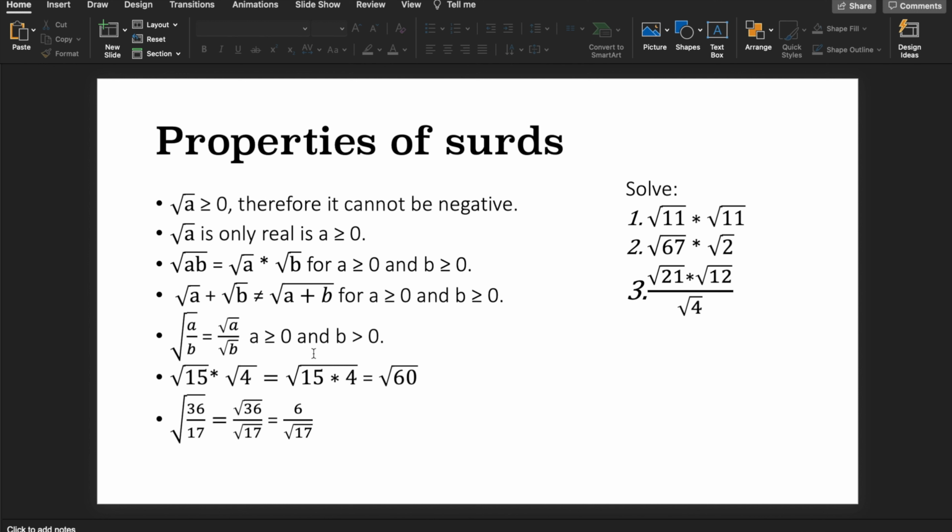Now I have solved a few examples here. Square root of 15 into square root of 4, we know this one, it's this property. Now we can multiply these two, meaning it's square root of 15 into 4, that is square root of 60. We can simplify this further, but we'll just leave it like that. Then we'll solve this also: square root of 36 divided by square root of 17. Because of this property, that would be 6 divided by square root of 17.